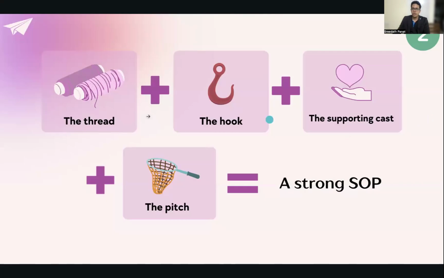So yeah, these are the 4 different elements, right? Thread is the main vision. Hook is the strong points which are directly related to your main vision. Supporting cast is indirectly related to your main vision. So for example, my German internship, the technical aspects were completely unrelated to my thread, but the fact that it was a research internship made it a supporting cast. And the final pitch is what you would propose to the department, about the value that you will bring there. So all these 4 components will make a very strong SOP.